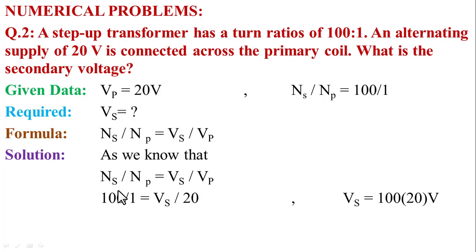Putting the values, the ratio of Ns over Np is equal to 100 divided by 1, that is equal to Vs divided by 20. 20 is multiplied on the other side, so this implies that Vs, voltage on secondary coil, is equal to 100 multiplied by 20. 100 multiplied by 20, so the voltage on secondary coil will be equal to 2000 volt. So the resultant answer: voltage on secondary coil is equal to 2000 volt.